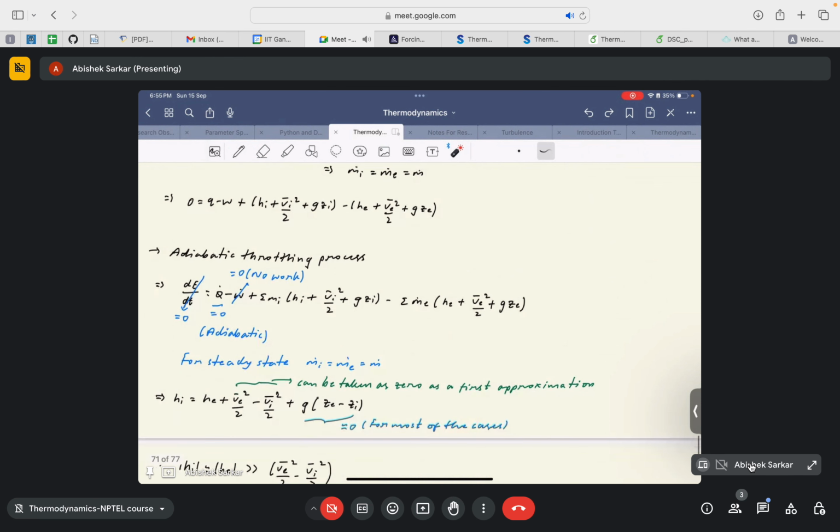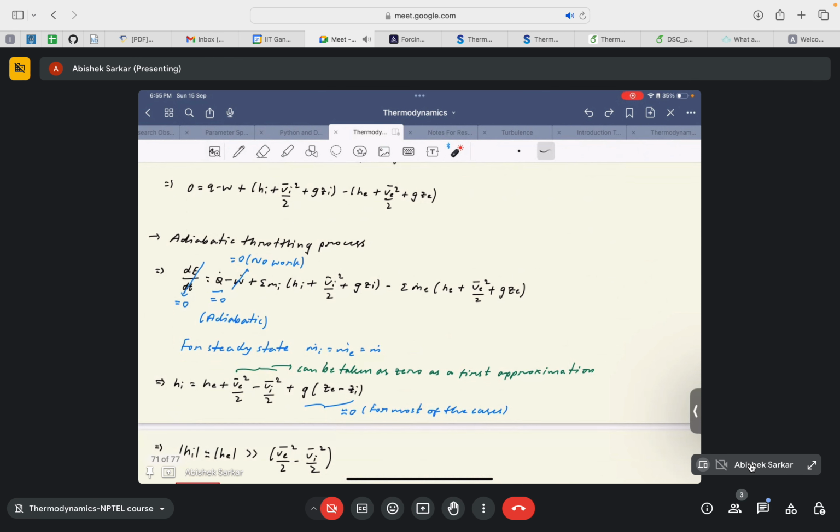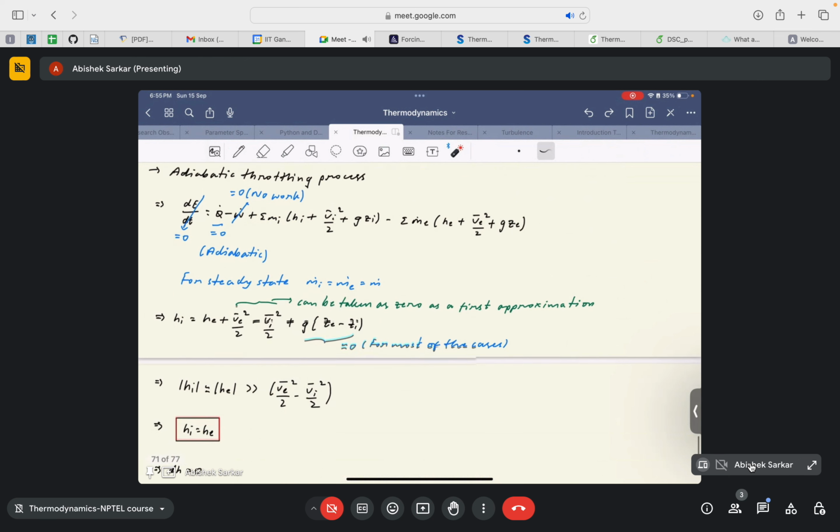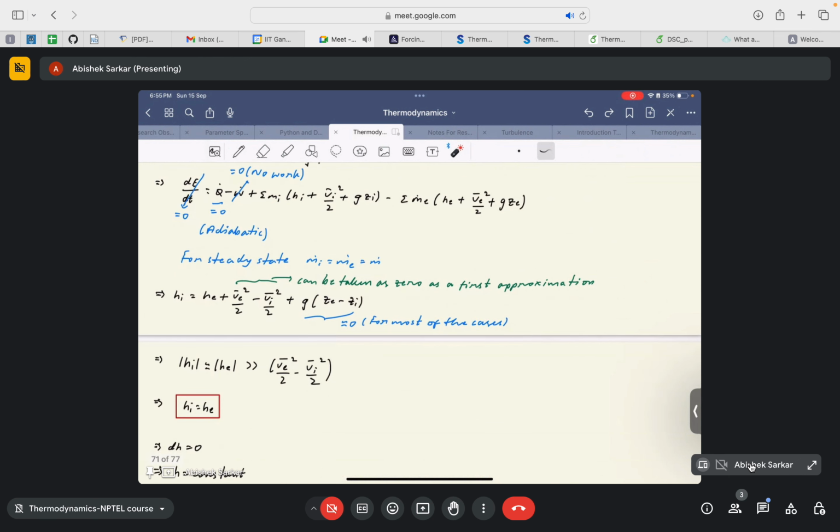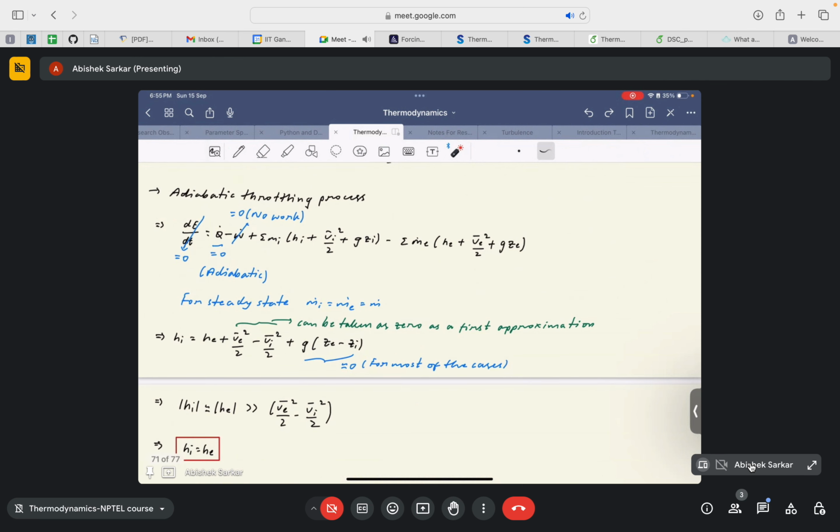Now we look into some further simplification of the steady flow energy equation. The first example is the adiabatic throttling process. In a throttling process, the flow is abruptly brought to rest by using a throttling device. Since the process is adiabatic, there is no heat interaction. Since the process is steady, this term will already go to 0, and in a throttling process ideally there is no additional work done, so the work done term is also equal to 0.